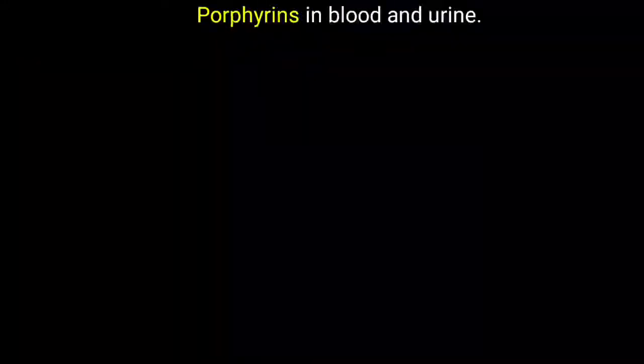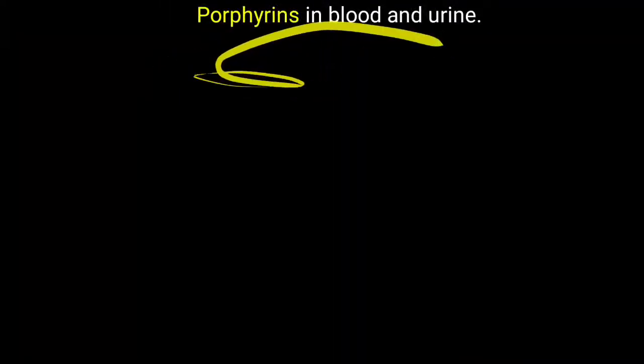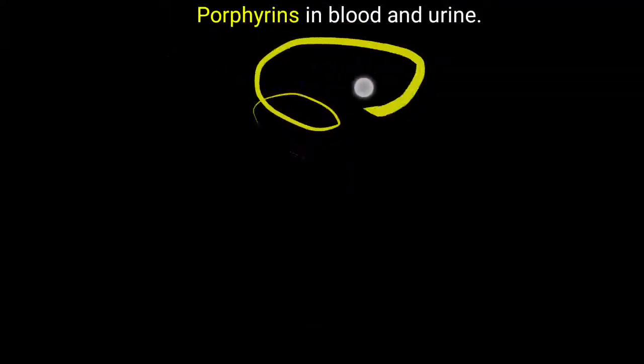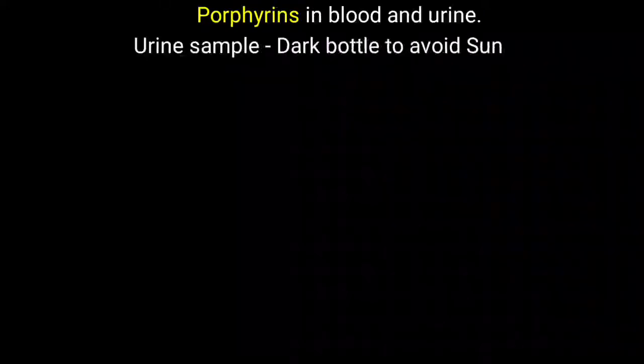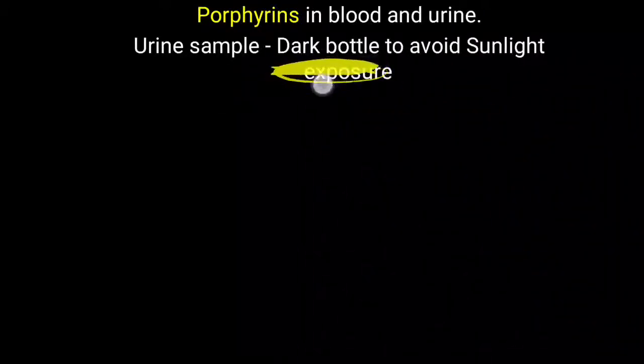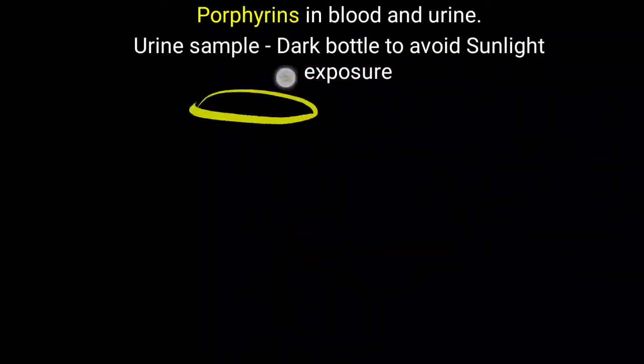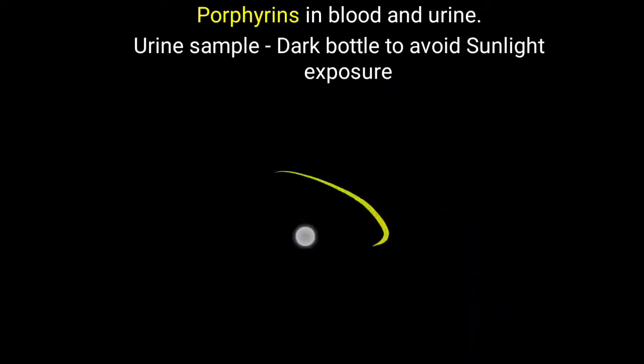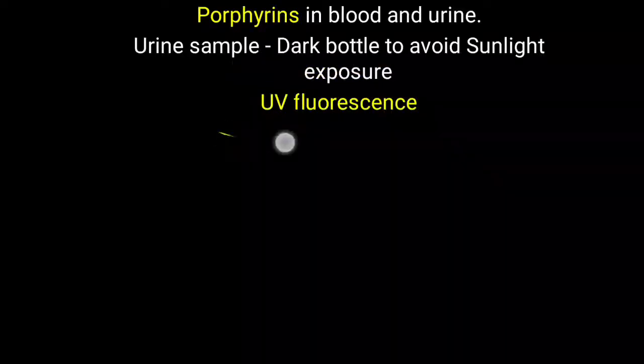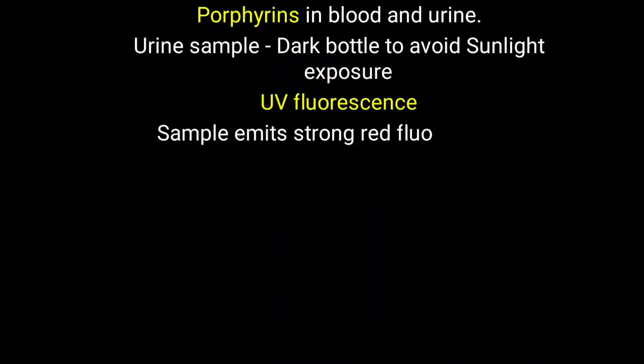So first we will look at the diagnosis. Whenever there is a porphyria, generally the porphyrin level is increased in the blood, and that is also reflected in the urine. So the urine sample is generally collected in a dark bottle, because whenever it is exposed to sunlight, the overall quantity will be altered. That leads to false results, which are very high if it is not collected in a dark bottle. So UV fluorescence is generally utilized for the detection of this particular porphyrin.